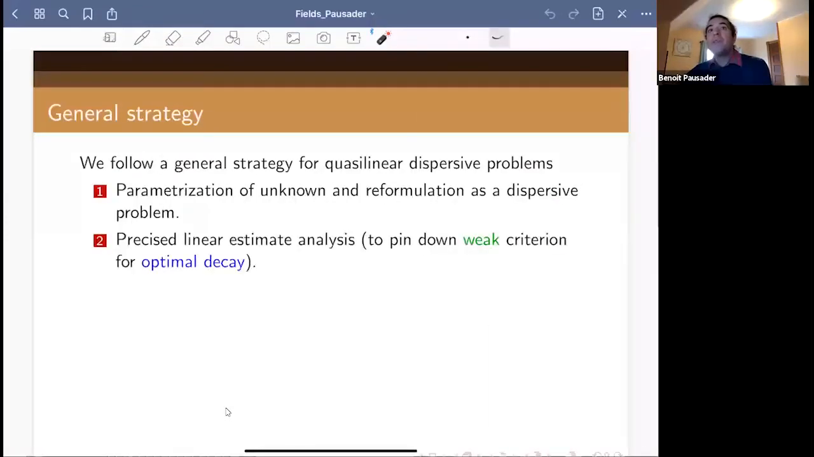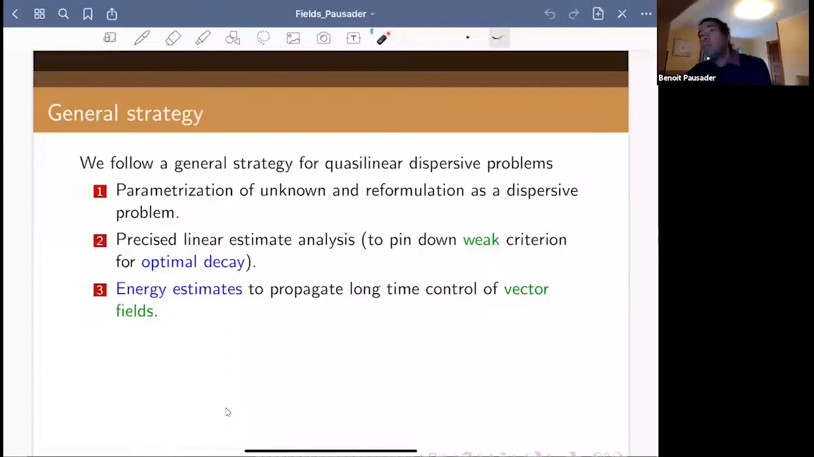The second one is to understand better the dispersive analysis and to try to get precise linear estimates so that you understand decay well, and in particular that you can see how weak you can make your main norm, the equivalent of the Z norm, so that you still get optimal decay, because in our case, we're really shooting for 1/t decay.